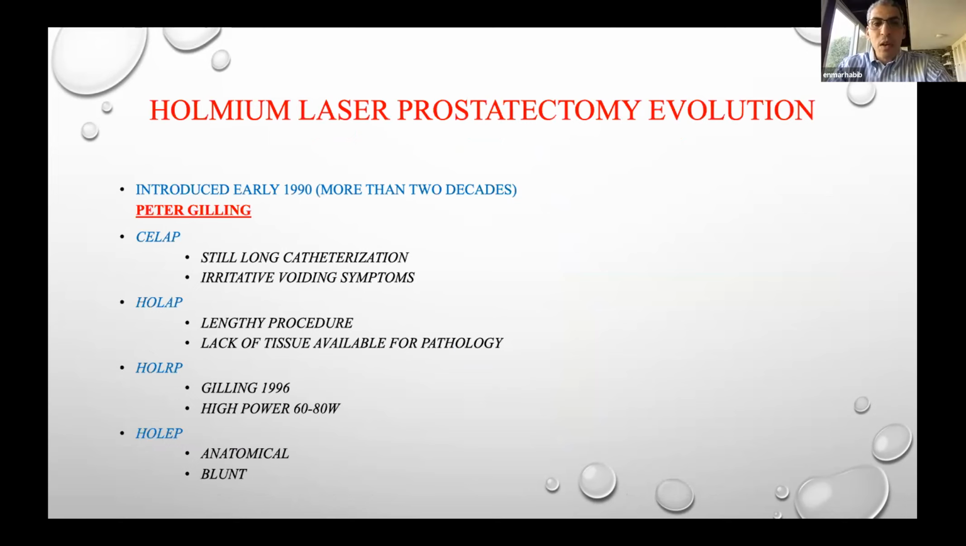The main application of the Holmium laser is its use in the management of BPH.